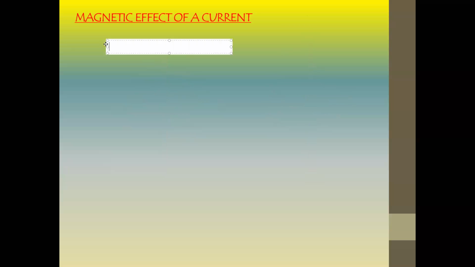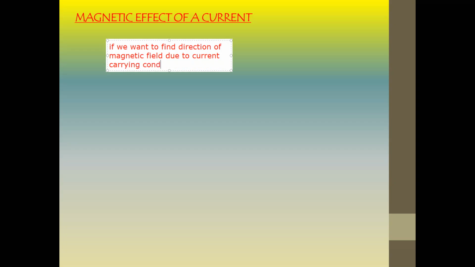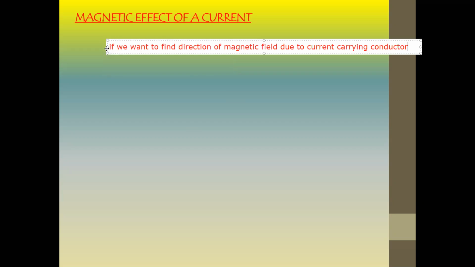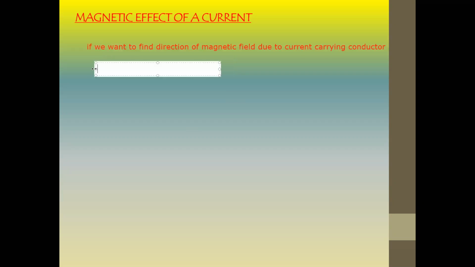If we want to find the direction of the magnetic field due to a current carrying conductor, there's a rule. Which rule do we use? We will use the right hand grip rule.